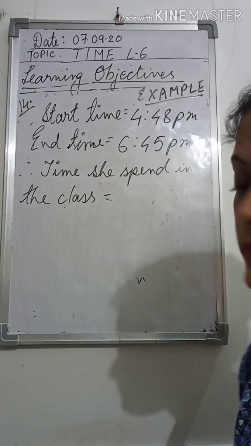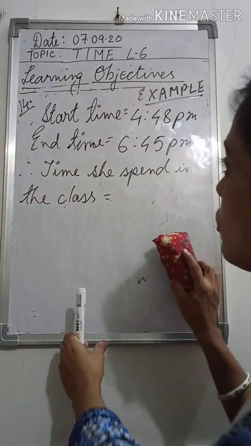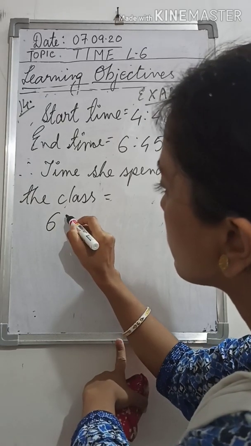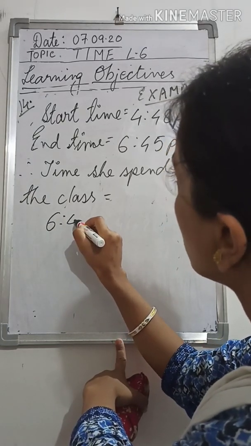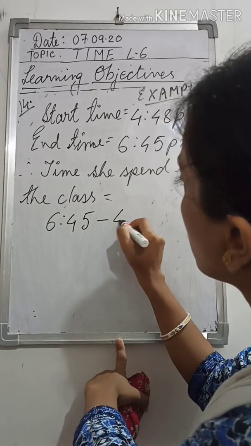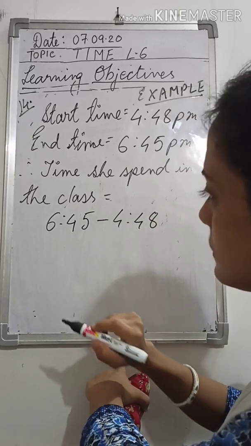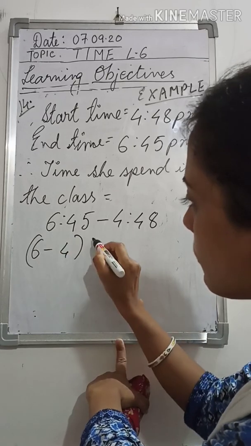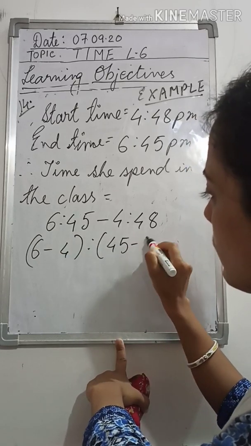So what is your end time? 6:45. And what is your starting time? 4:48. So we are going to subtract 4:48 from 6:45. Okay. So 6 and 4, subtract the hour part separately, subtract the minute part separately.